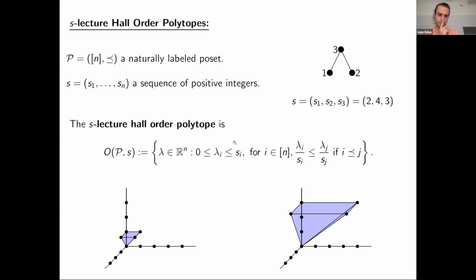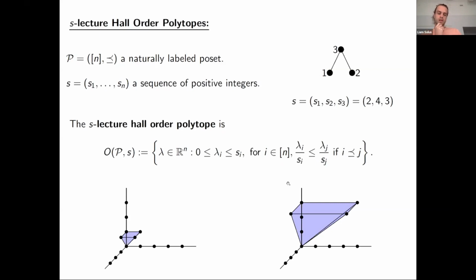So, if S is the sequence of all ones, this is just the classic order polytope depicted here for our little poset. And if we consider this sequence 2, 4, 3, we're going to stretch this polytope by 2 in direction 1, 4 in direction 2, and 3 in direction 3.